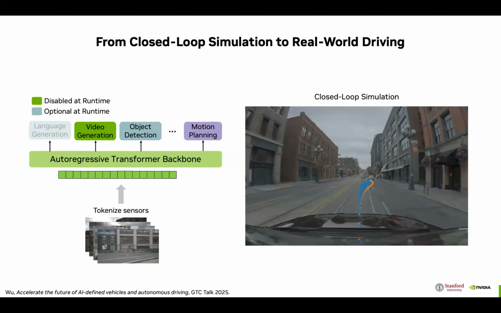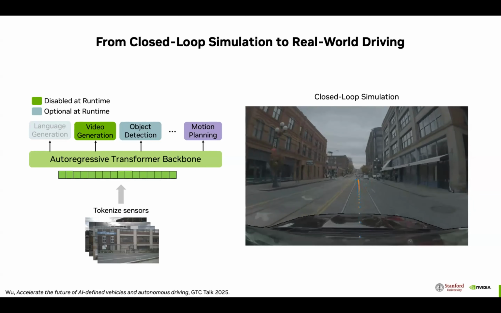Of course, at runtime, so when the vehicle is running around, you don't want to generate videos. This is only used at training time with the hypothesis that if a model can predict or generate a video, it can learn a very strong representation of the world. So to test the design, we use an in-house simulator based on neural rendering techniques.